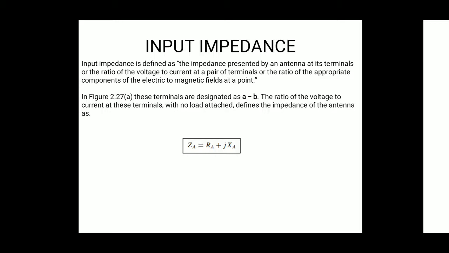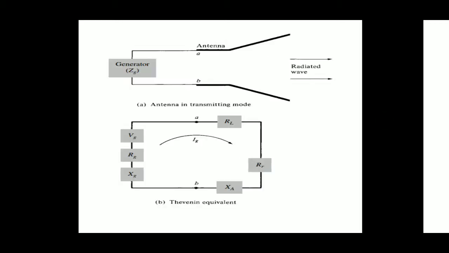In case of no load attached, the antenna input impedance is ZA, RA is the antenna input resistance, and XA is the antenna reactance. This is the antenna structure and this is the transmission line with generator. The generator is connected by a transmission line to the antenna terminals A and B, and this is the radiated electromagnetic wave.